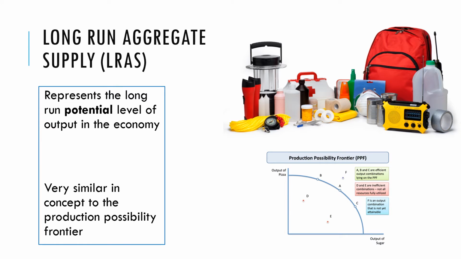So it's very similar in concept to the production possibility frontier. The production possibility frontier shows us the maximum combination of goods that could possibly be produced in an economy. And if we are producing at that maximum level, say point B, we would say the level we are producing at is the same as the potential level of output in the economy. If we're producing within, like point D, we would say the economy currently is operating within the long-run aggregate supply potential. It's operating at a level of output less than the potential level of output in the economy.